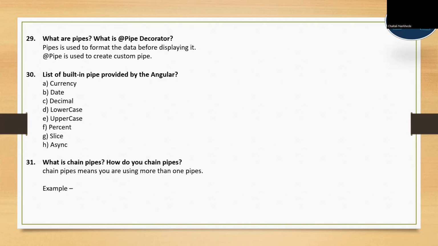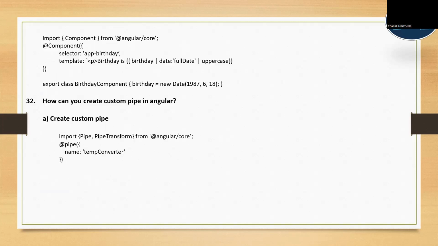Next question is, what is a chain pipe and how do you chain pipes? Chain pipe means you are using more than one pipe to transform the data. Let's take an example. Here is the birth date example. There is a requirement that you want to show the date in uppercase and full date. So here I am using fullDate and uppercase. These are two pipes I am using. This is called a chain pipe.